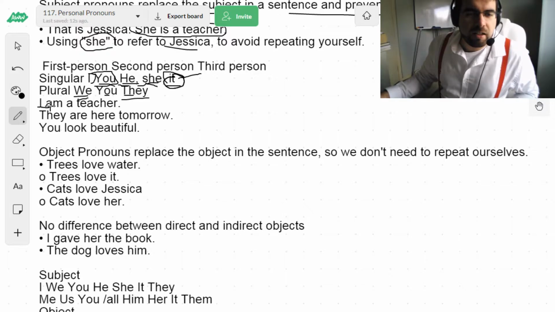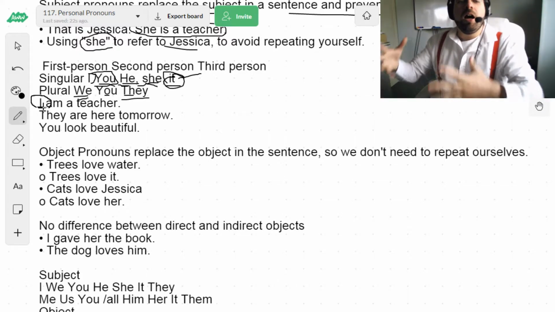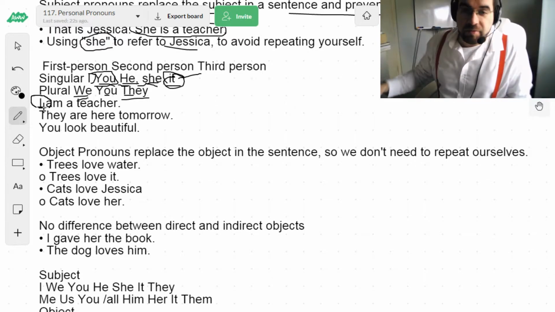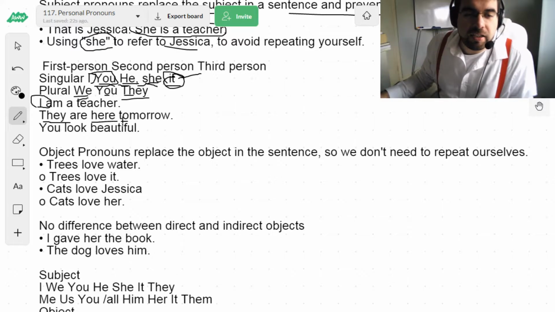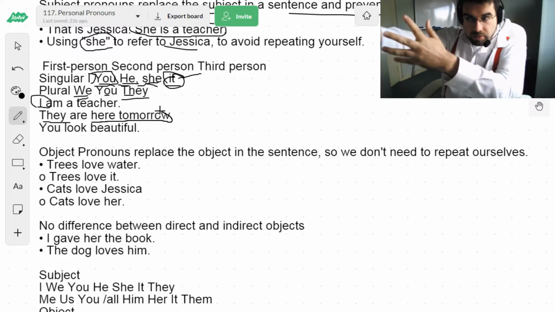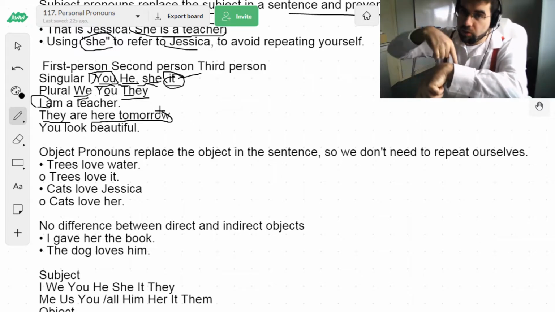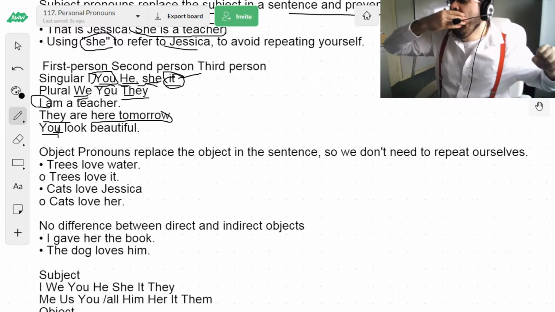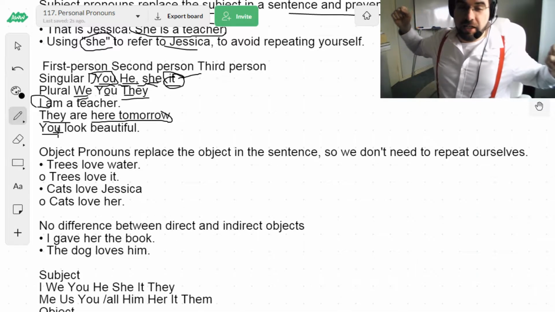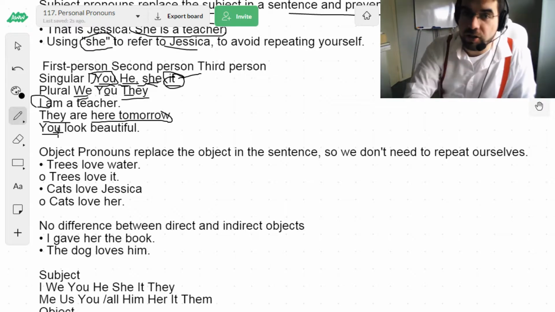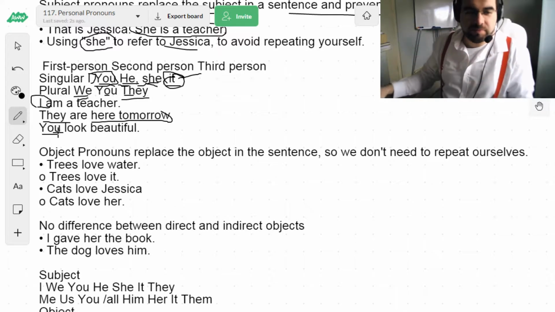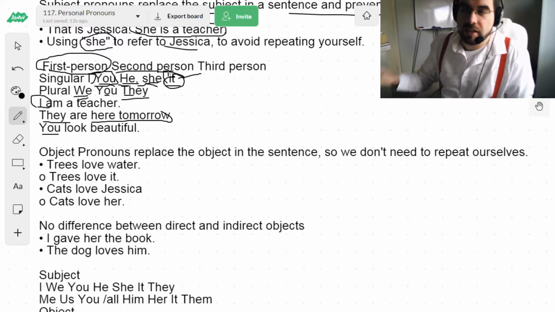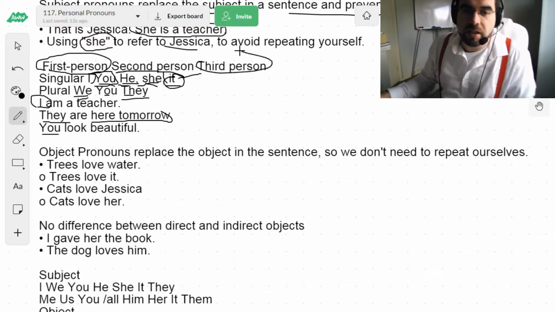I, singular, one. I am a teacher. I am tired. They will be here tomorrow. You look beautiful. I am tired. But you are not tired. Talking about yourself, first person, I, or second person, you, or third person, he, she, they, it.